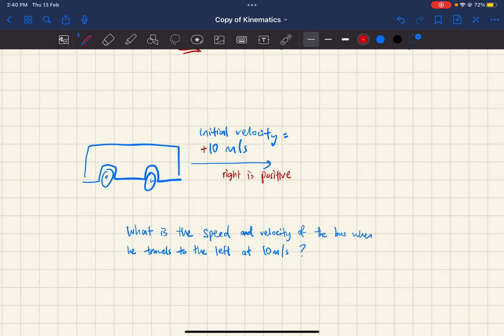So let's say he travels to the left at 10 meters per second. His speed will be unchanged, so it will be 10 meters per second as well, but his velocity will become negative now because it is opposite in direction.